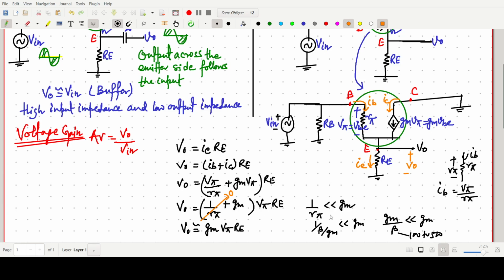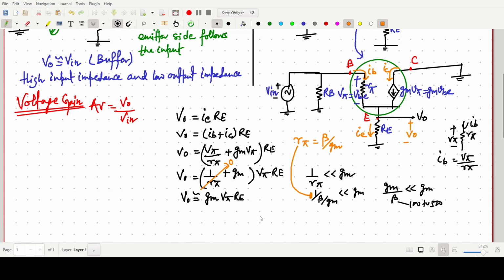Okay, so this r pi we know is beta by gm. That thing I have put here. Okay, clear. So this can be somehow equal to gm v pi RE. So I am highlighting this term: Vo equals gm v pi RE. Okay. Now Vo is somehow clear.